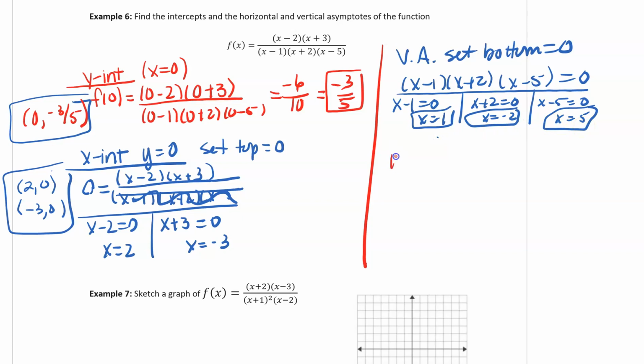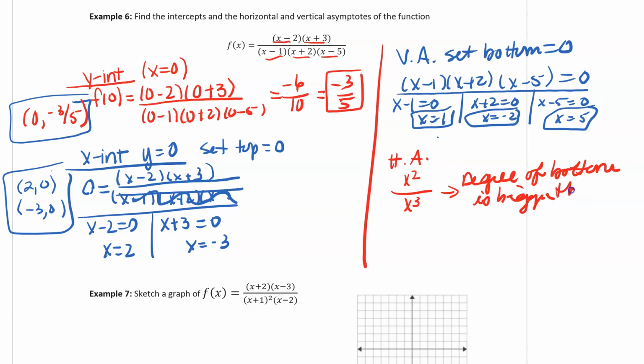Where do our horizontal asymptotes occur? Well, we're going to look at the degree of the top over the degree of the bottom. Since I have 2 factors in the top here, if I were to multiply those out, I would end up with a degree of x squared. If I look at the bottom with having 3 factors here, that would be an x cubed. Therefore, since the degree of the bottom is bigger than the top, we would say that we have a horizontal asymptote at y equals 0.